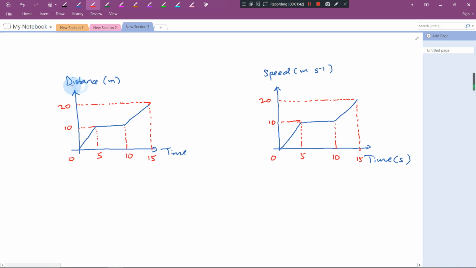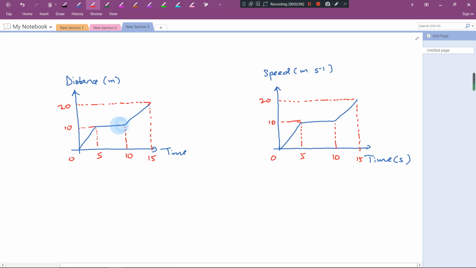things. Okay, so from this graph we know that the total distance travelled for this entire journey is 20 meters, right? Okay, so the particle moves further and further until the 5th second. The distance of the particle from the beginning point is actually 10 meters.